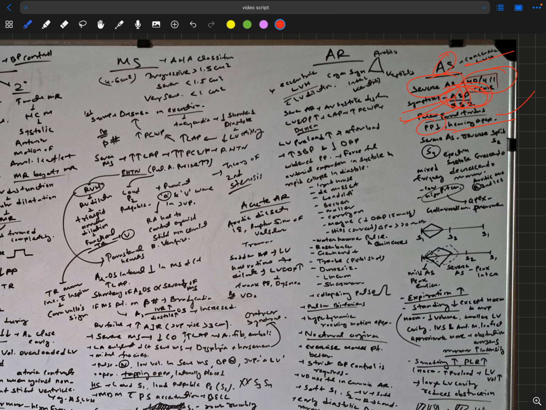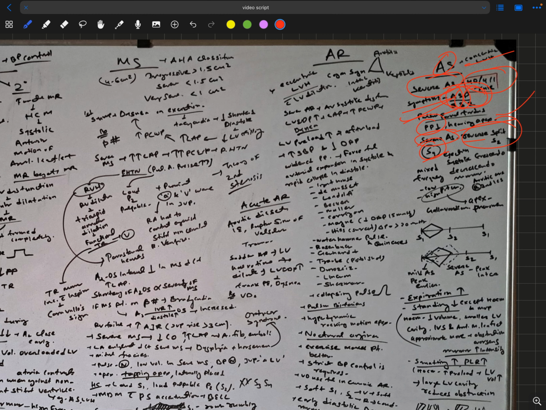In case of severe AS, we find reverse splitting of S2. Wide fixed splitting of S2 is found in atrial septal defect, while reverse splitting is found in severe AS. Here we also find S4. S4 is when the atria push blood against a stiff, non-compliant ventricle. In AS, there is concentric LVH, which makes the ventricle stiff and non-compliant, and the mitral valve should not be stenosed. That leads to production of S4.